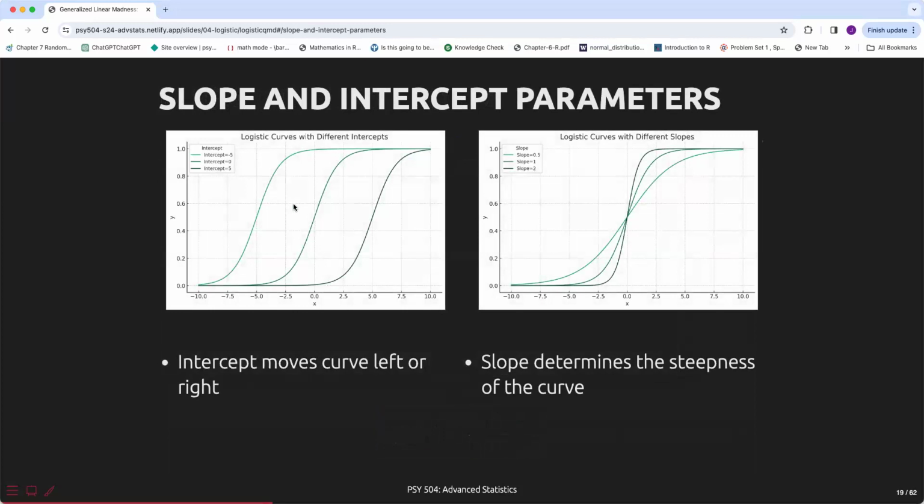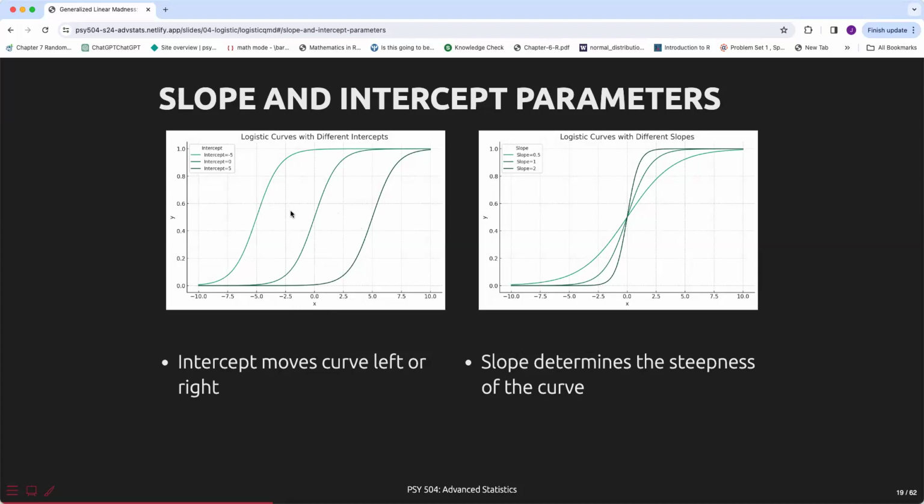So in the context of logistic regression, there are two parameters that we care about as it relates to this logistic function. One is the intercept, and the intercept value is essentially the midpoint of the logistic curve. It's the point where there is the most growth or most change in probability. We can see highlighted here that the intercept determines where it falls on this x-axis, right? So higher values of the intercept are shifted to the right, and lower values of the intercept are shifted to the left.